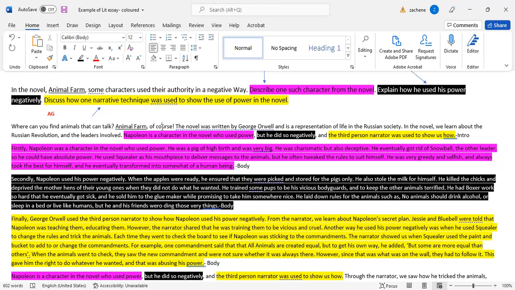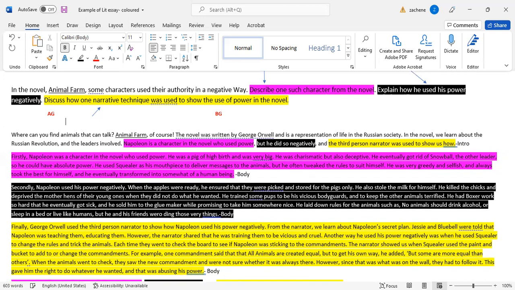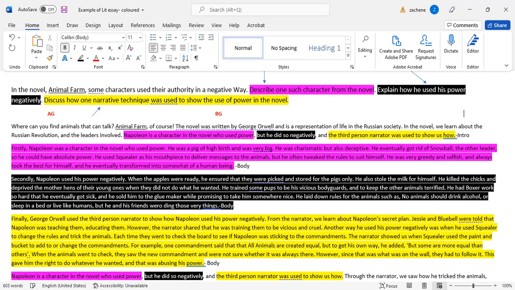All right. So you have your attention grabber, which you must have. You cannot speak to someone without first getting that person's attention. The other thing, of course, that our essay will have is what we call the background information, right? You don't just jump into the thing without giving the person a little understanding of what went on there and what this thing is all about. So we give a bit of a background. And your background will extend all the way down. It says, where can you find animals that can talk? Animal Farm, of course, right?